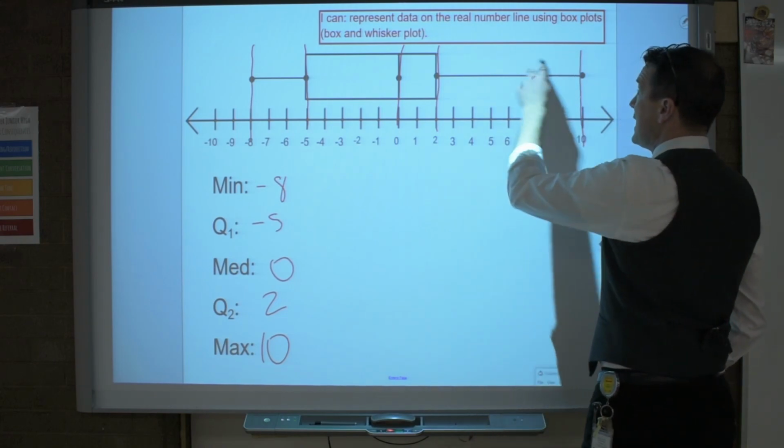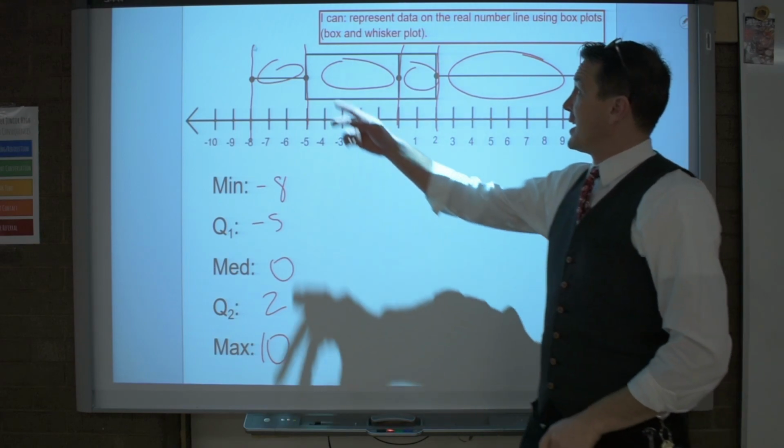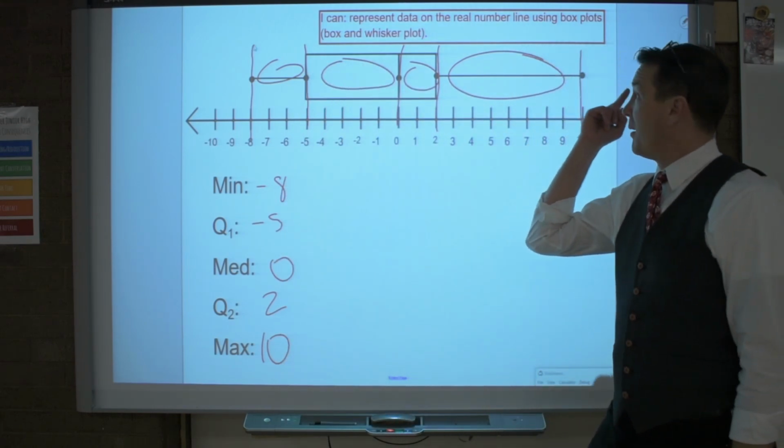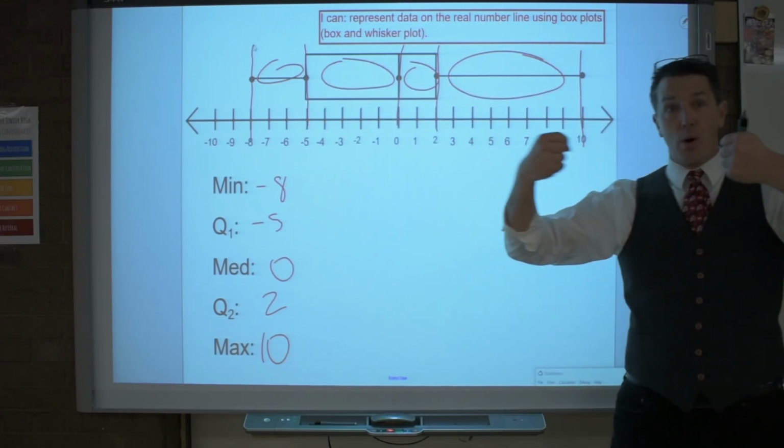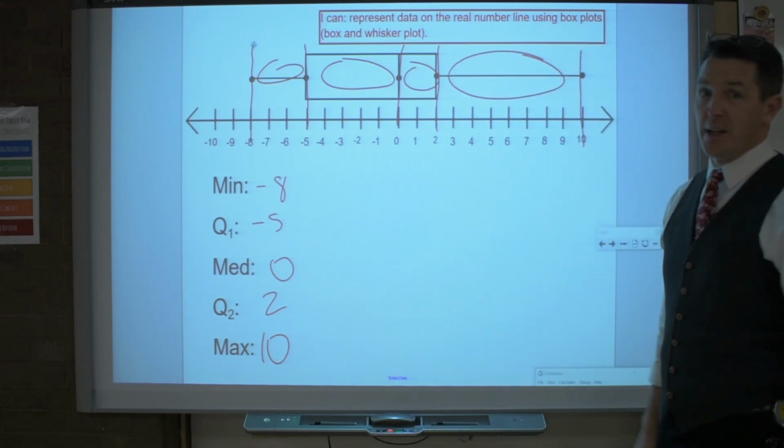And again, each one of these has 25% of my data. Meaning if I had 100 numbers, each one would have 25 numbers in it. But this one's just more spread out. All right, you should be able to do the questions below now, and we'll see you for the next video.